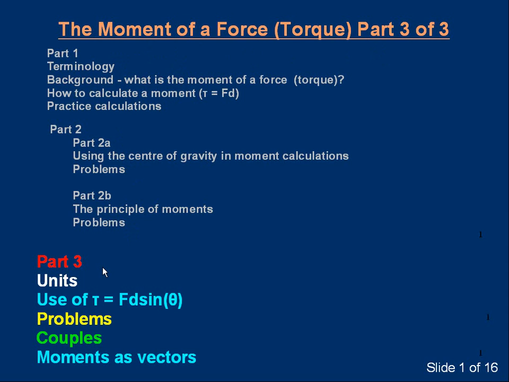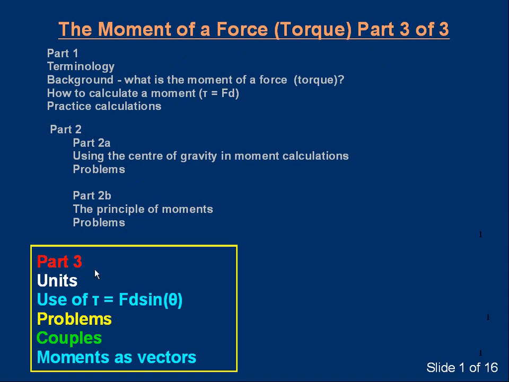In part 3 we're going to briefly look at the units we use for measuring moment. Then we're going to look at this equation. Moment is F d sin theta. We're going to use the equation to do some problem solving. Finally, to complete the picture, I'd briefly like to mention a couple of slightly more advanced concepts, couples, and the fact that moments can be considered as vectors.